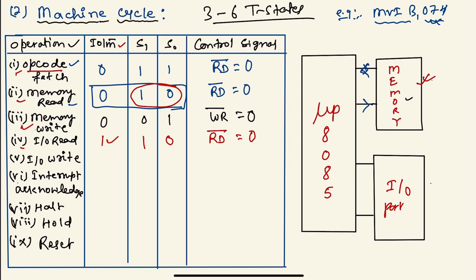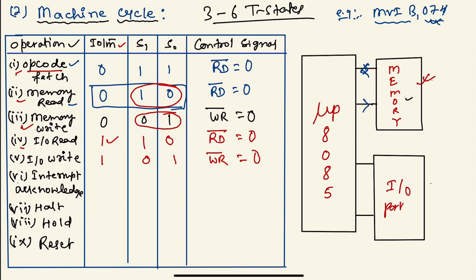Similarly, for IO write, it is still interacting with the IO port, so this IO/M bar signal must be 1. And the status signals S1 S0 will be just like the write operation, 0 1. So here also we get 0 1, and this is the writing related operation. So here the control signal will have write bar equal to 0.